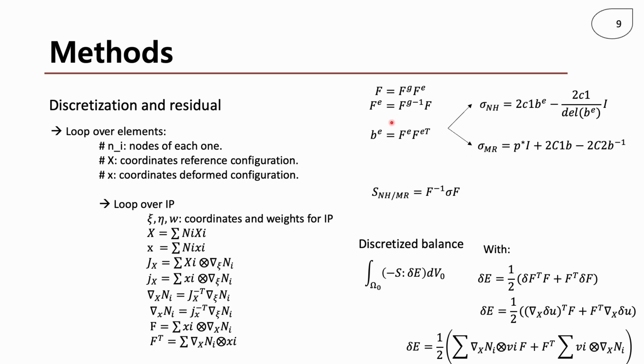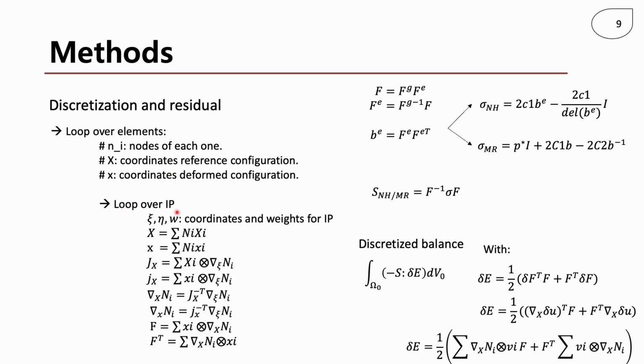So the whole implementation is basically shown here. We have to discretize and then get the residual. For that, we start with a loop over the elements, from which we have to read the nodes of each element, the coordinates in the reference, and, if wanted, the deformed configuration.